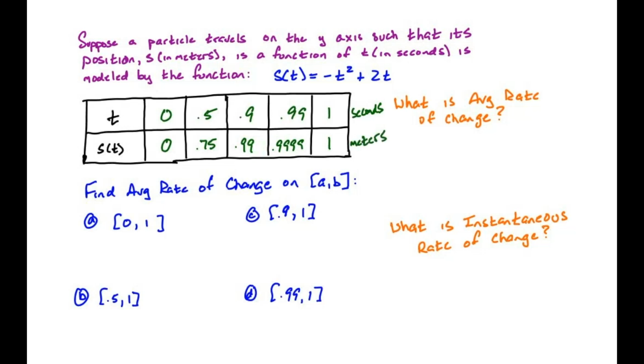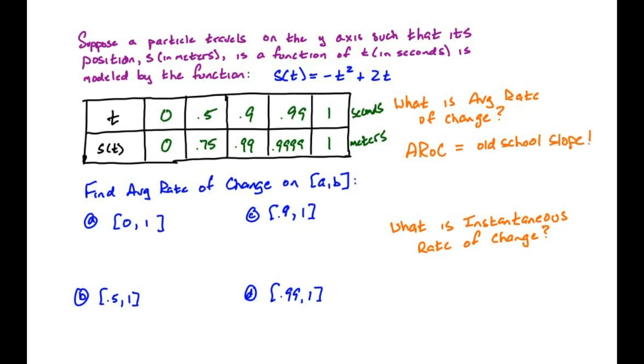And our job is to find the average rate of change on a given interval from a to b. There's 4 different problems that we're going to do, but before we do them, what is even average rate of change? What does it mean? Well, for us, the easiest way to define average rate of change, or AROC, is just the old school slope that you've learned since 6th, 7th grade.